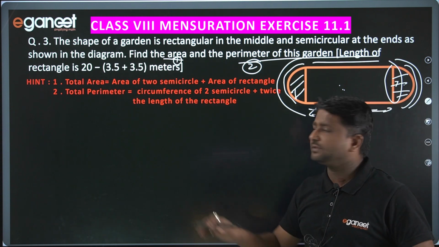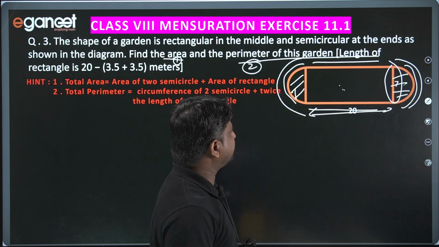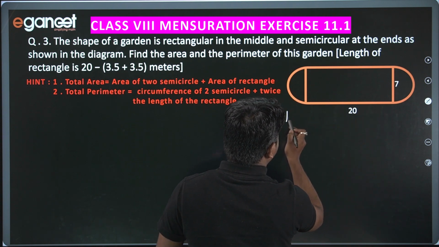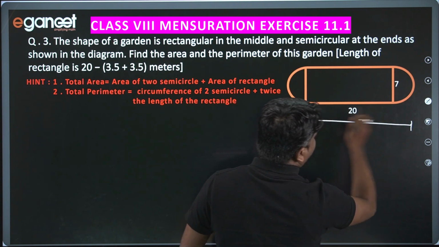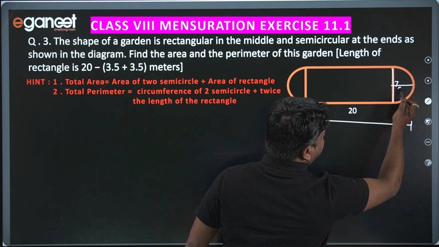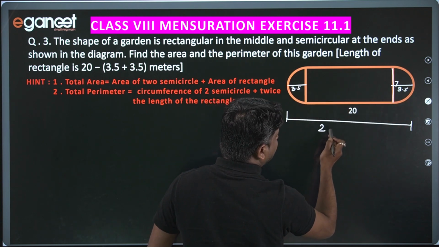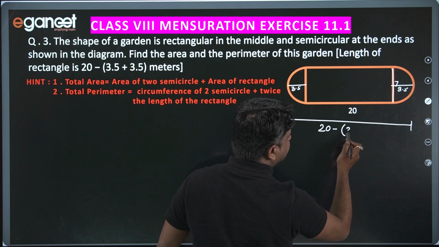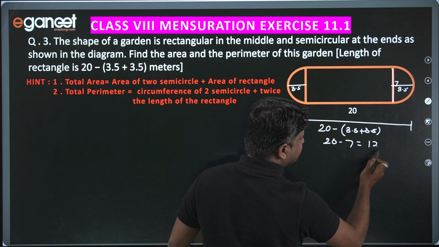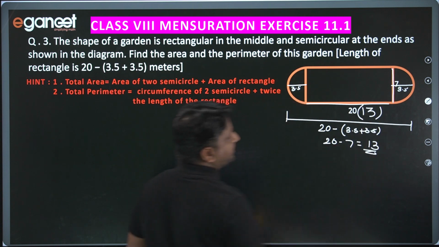Very simple one. Now as you can see, to find the actual length of this rectangle, from here to here it is total 20, right? But this diameter is 7, so this part will be 3.5. Similarly, this will also be 3.5. So the length of the rectangle will be 20 minus 2 times 3.5, that is 3.5 plus 3.5. It means 20 minus 7, which is equal to 13. So this one is 13, right?